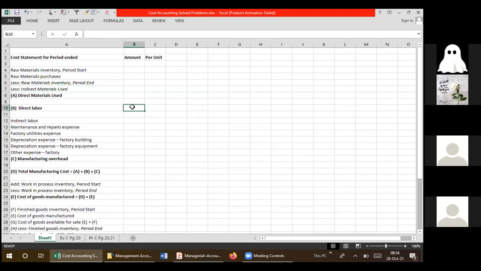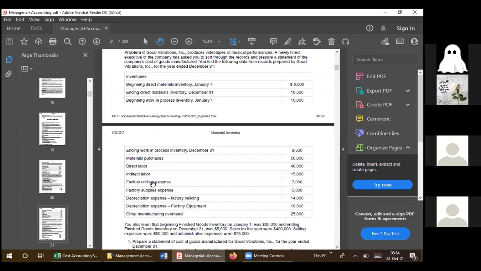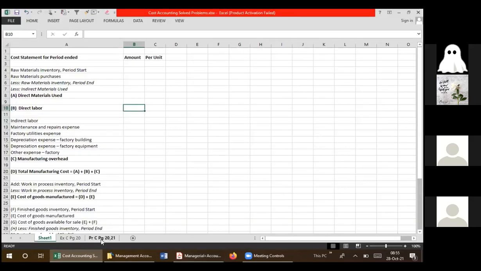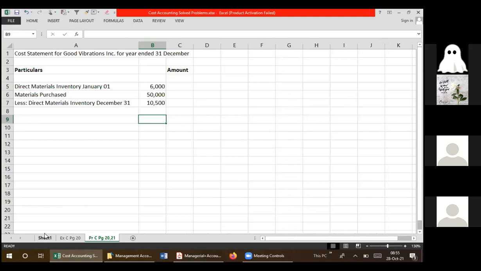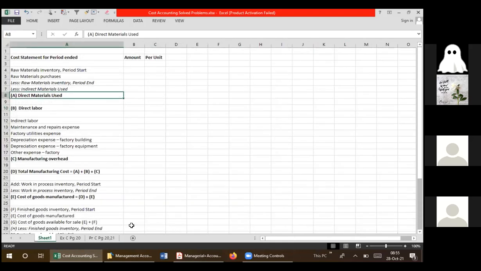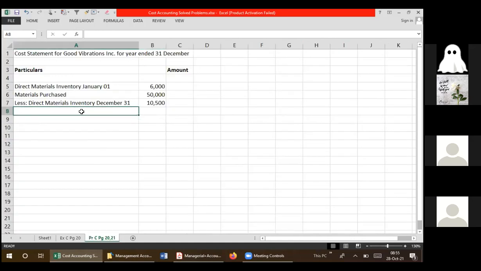If there is an indirect material used as part of the raw material, then we'll have to write it here. So there is no indirect material here. There is material, direct labor, indirect labor, depreciation or manufacturing overhead. Okay, so no indirect material. We'll add these three to create our point number A, that is direct material used.